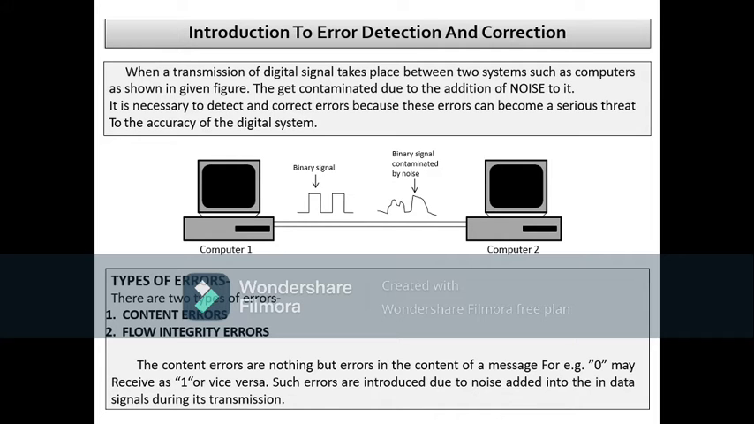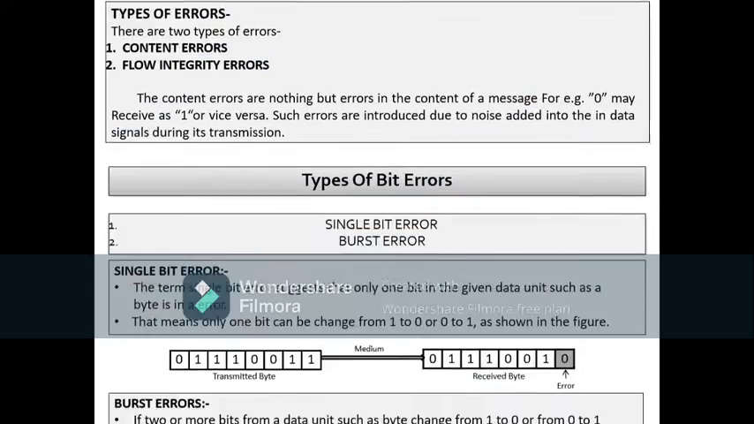Types of error. There are two types: content error and flow integrity error. Content errors are nothing but errors in the content of a message. For example, 0 may be received as 1 or vice versa.